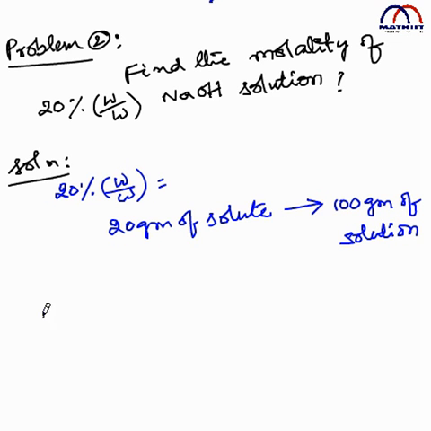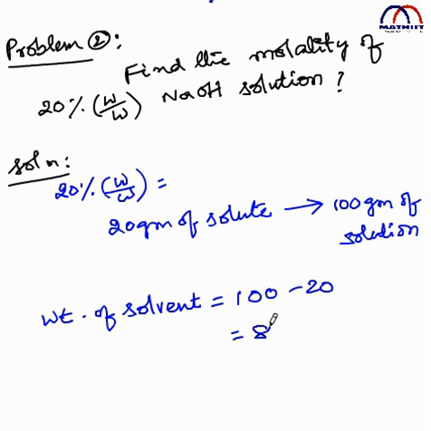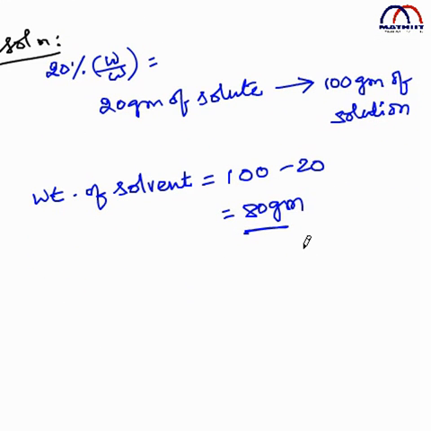Then what is the weight of solvent here? The weight of solvent will be equal to the weight of solution minus the weight of solute. What is the weight of the solution? This is 100. And what is the weight of the solute? That is 20. This is giving you 80 grams. 80 grams is the weight of the solvent, right? Now we got the weight of the solute as well as the weight of the solvent.